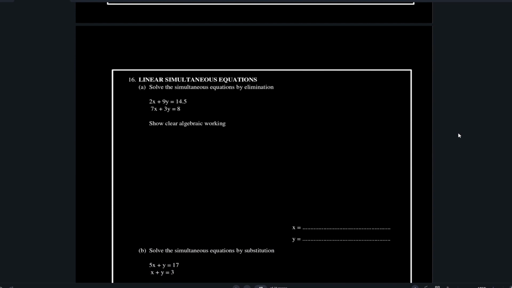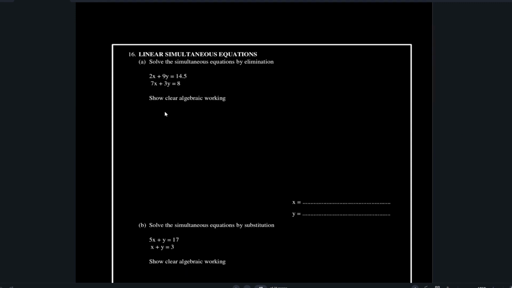Linear simultaneous equations. Solve simultaneous equations by elimination. You can also be told to solve by substitution. So the first one, we are going to use the elimination method. And how do you go about the elimination method? This is 2x plus 9y equals 14.5, and 7x plus 3y equals 8. How can we go about this?